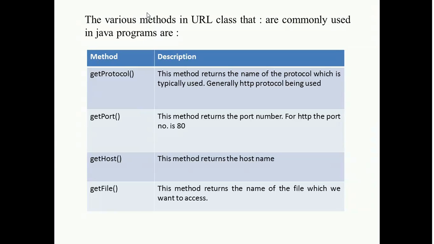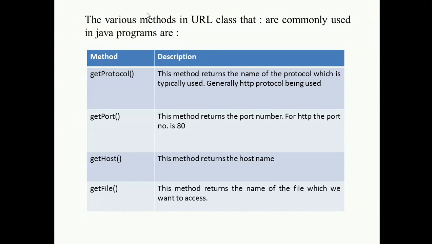Now see the various methods in the URL class. These 4 methods are commonly used in a Java program when performing a URL class program. First method is getProtocol. The getProtocol method returns the name of the protocol which is typically used. Generally the HTTP protocol is mainly used, though many protocols exist.